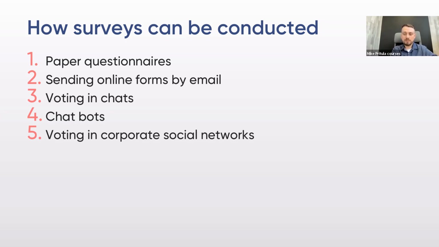The most popular option is probably sending online forms via email, like Google Forms. Next is voting in chats, when you need something quick and don't need to send out a formal survey. You know, in Telegram, for example, you can vote. The same can be done in Slack, for example, as a corporate messenger. Chatbots are also popular for surveys. They collect information in a conversational format, which is convenient for those who use them. And corporate social networks can be used as well.